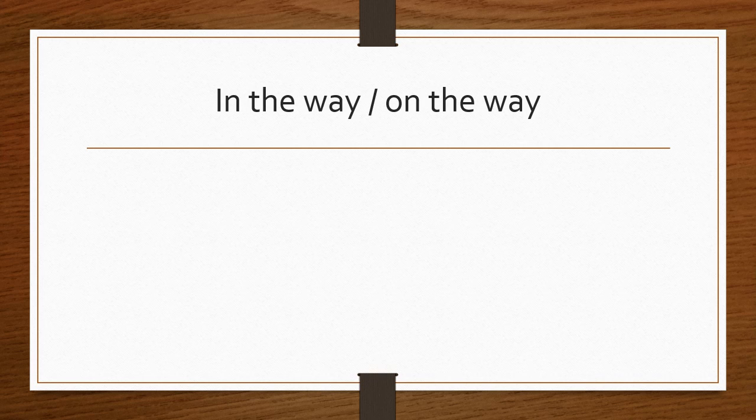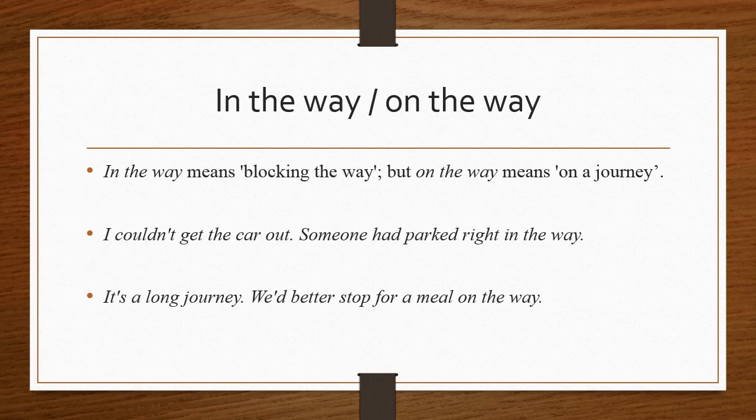Similarly, let's look at the difference between in the way and on the way. In the way means blocking the way, but on the way means a journey. I couldn't get the car out. Someone had parked right in the way. It's a long journey. We had better stop for a meal on the way. So on the way means on a journey. In the way means blocking the way.